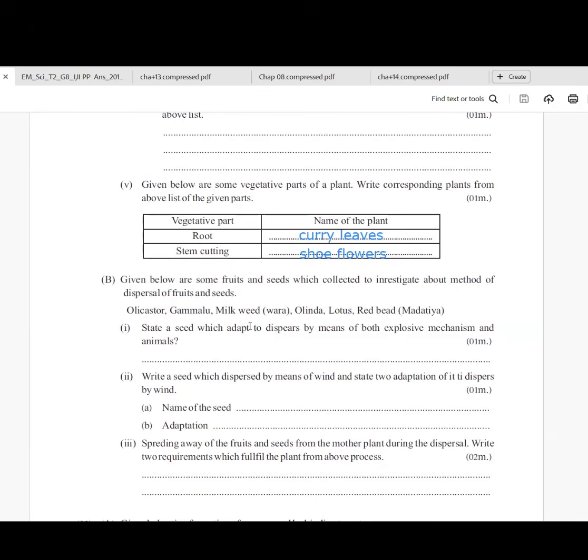Given below are some fruits and seeds which were collected to investigate the method of dispersal of fruits and seeds: oleaster, gum mallow, milkweed, olinga, lotus, red bean or madatia. State a seed which is adapted to disperse by means of both explosive mechanism and animals. Answer: madatia.